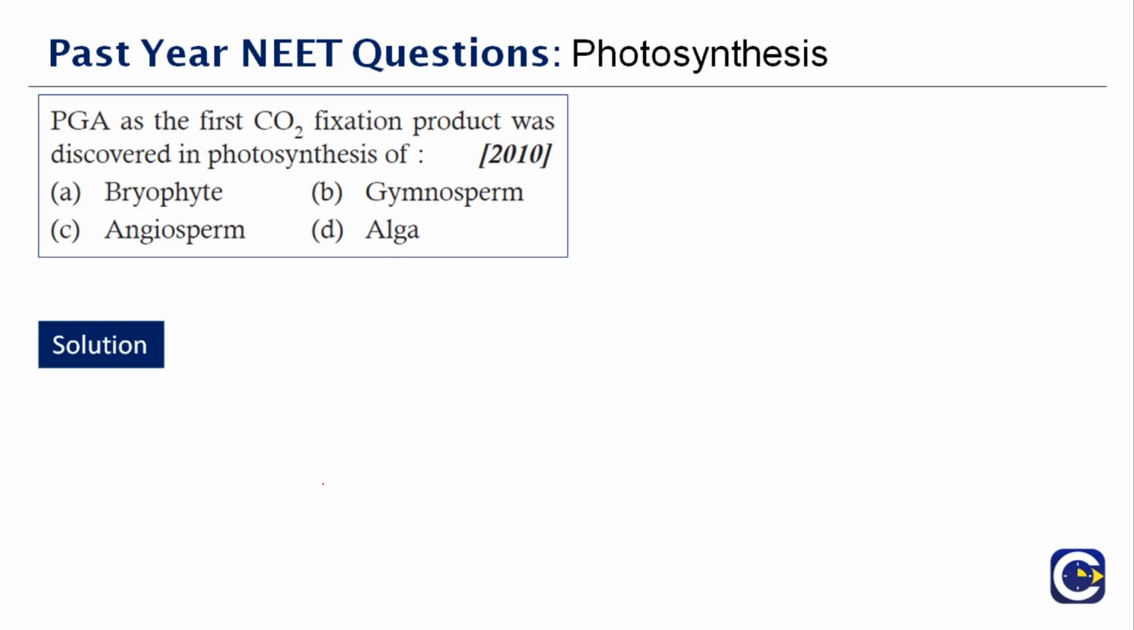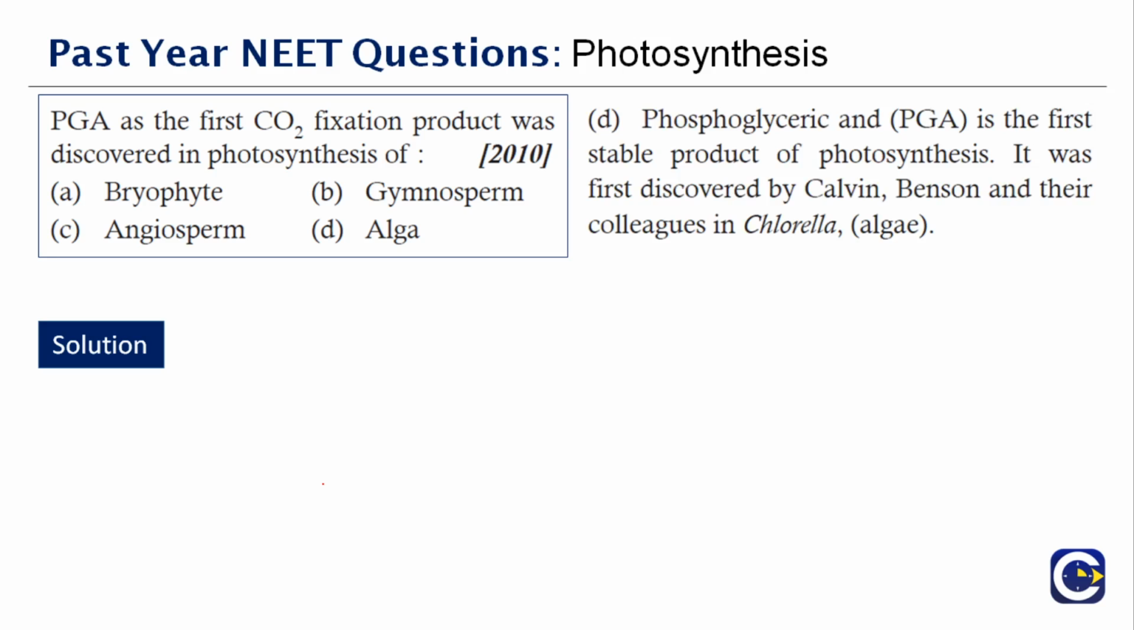Okay, this was a stable product which was first identified in alga, because see, when you compare to the other plants, major discoveries or major research were carried out in algae because they resemble plants in many aspects. They are autotrophs, they are green in color, so they have many aspects which are similar to a plant, and this aspect, that is the photosynthesis, was first discovered in alga, and that is specifically chlorella. Okay, its first stable product of photosynthesis was first discovered by Calvin, Benson and their colleagues in chlorella, which is an algae, green algae. Okay, therefore the correct answer is option D.